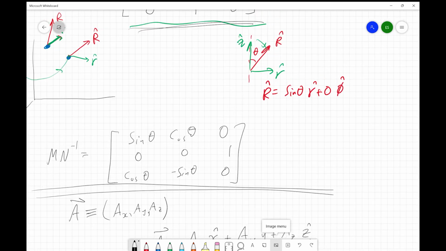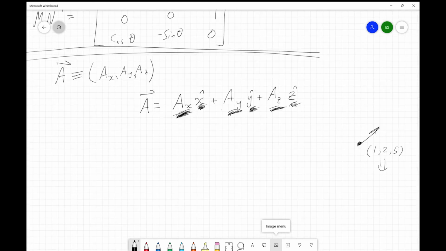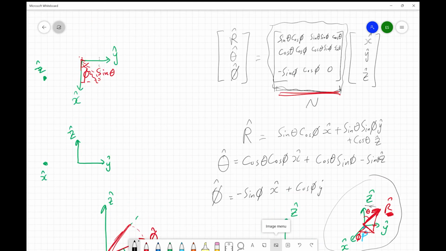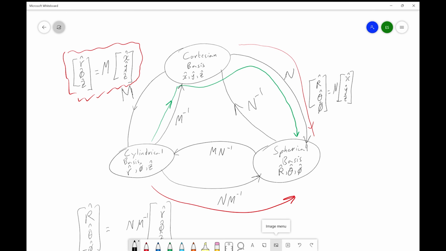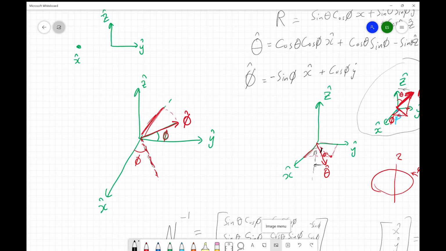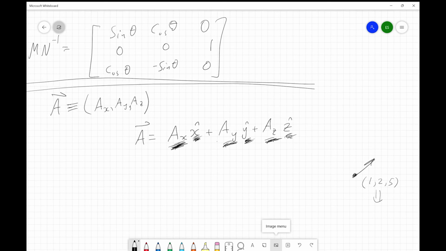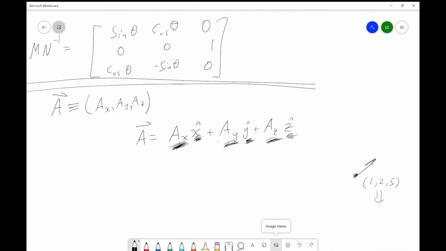It will turn out that the components transform exactly the same as those basis transformations, and I'll show you why. It's an interesting argument. We said we can write any vector A as a sum of vector components. Those are called vector components. AX x hat is a vector component. AX by itself is a scalar component.